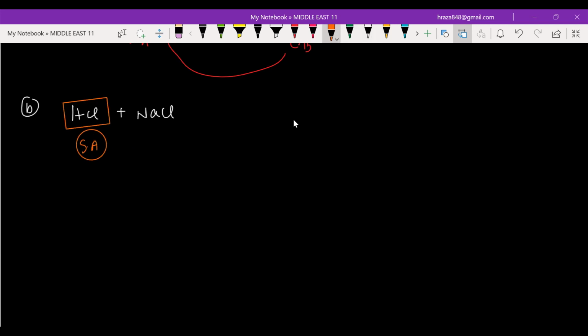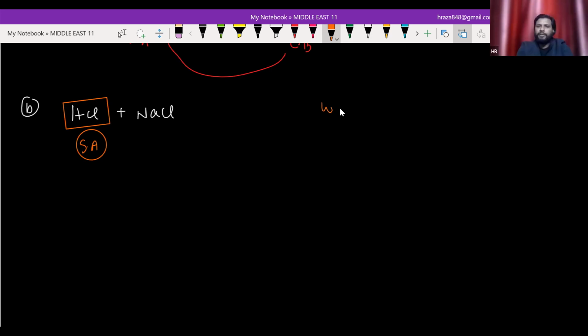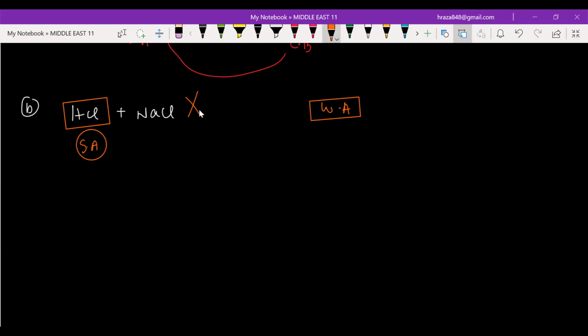And what we have studied in buffer solution, what I taught you, is only about acidic buffer, and these questions are from there only. In that we have studied that the requirement is of a weak acid, not a strong acid. There should be no strong acid, so it is not a buffer solution.